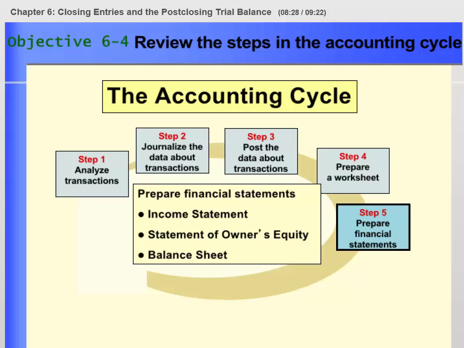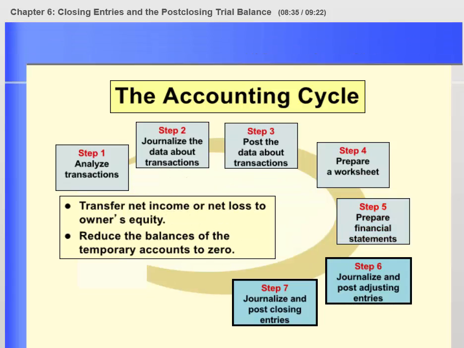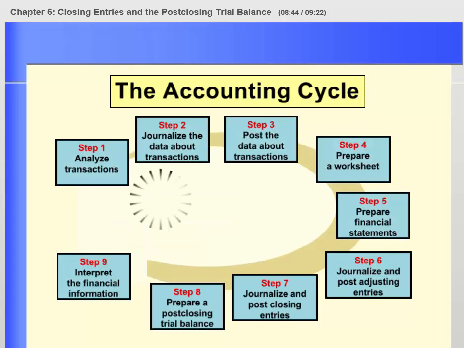Objective 4 is the last objective in this chapter. In Step 5, we use the worksheet to prepare our financial statements. In Step 6, we journalize and post adjusting entries. In Step 7, we journalize and post our end-of-period closing entries. In Step 8, we prepare a post-closing trial balance. In Step 9, we interpret the financial information. These 9 steps comprise an entire accounting cycle. Take a look at each one and see if you can remember what was involved in each step of the cycle.